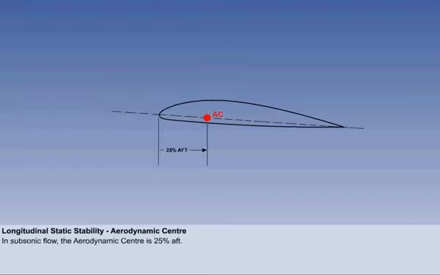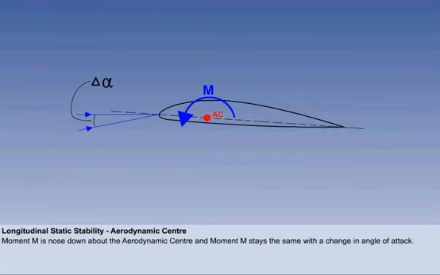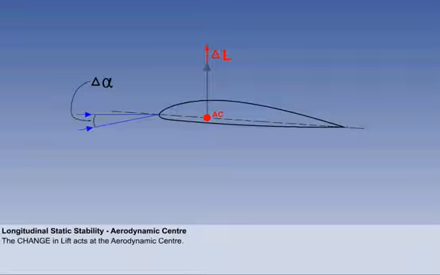There are 4 facts about the aerodynamic center in which the examiners are interested. First, the location of the aerodynamic center is stationary at 25% aft, but only in subsonic flow. During your studies of high-speed flight, we will discuss the location of the aerodynamic center in supersonic flow. Second, the direction of pitching moment m is nose down about the aerodynamic center. Third, pitching moment m stays the same with a change in angle of attack. Fourth, we consider the change in lift from a change in angle of attack to act at the aerodynamic center.